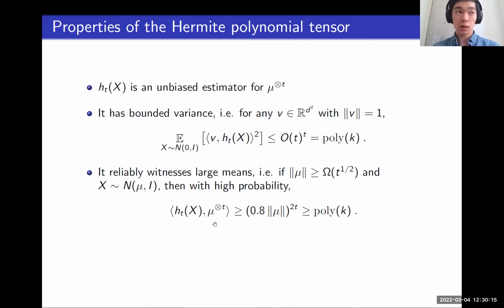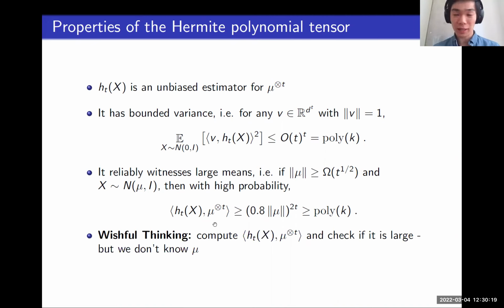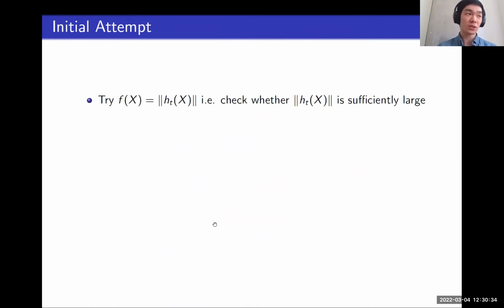And so these two facts combined suggest a natural testing algorithm: we just compute the Hermite polynomial tensor, take its inner product with mu to the t, and check that it's large. Well, unfortunately, of course, we don't know mu, otherwise we would be done already. So a natural first attempt is the following. Instead of taking the inner product with mu to the t, we just measure the norm of the Hermite polynomial tensor. And this does not quite work, but it is quite close to something that does work.